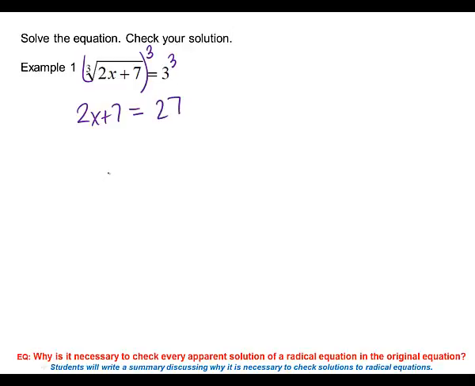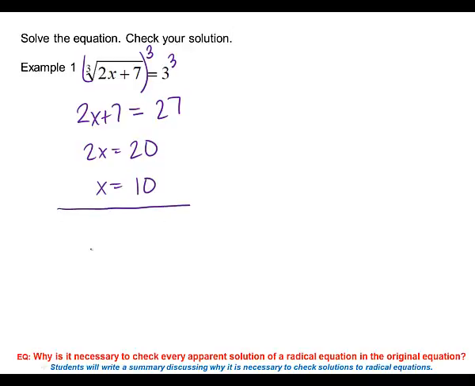Good. If you don't remember it, you can use your calculator, you can use the walls, right? All right, what am I going to do to move the 7? Subtract it. So what's 27 minus 7? 20. Good. And what am I going to do to move the 2? Divide it, so we end up with x equals 10.